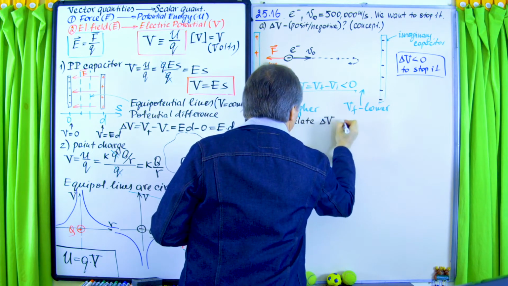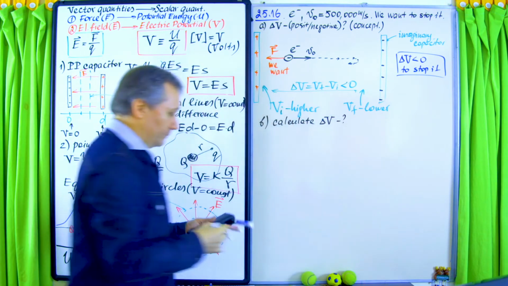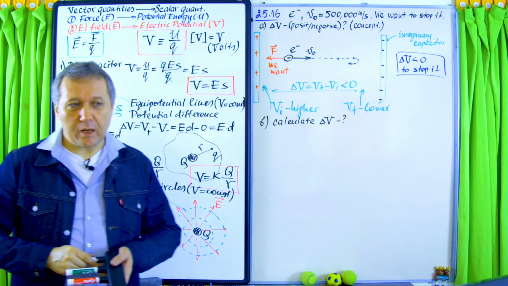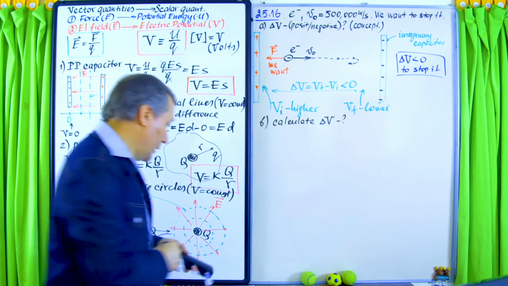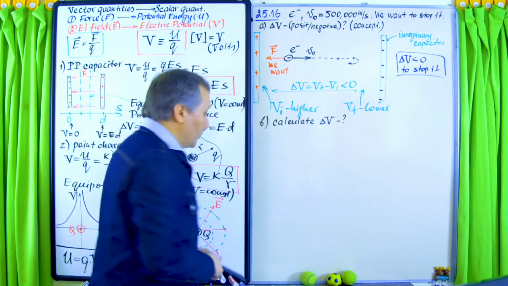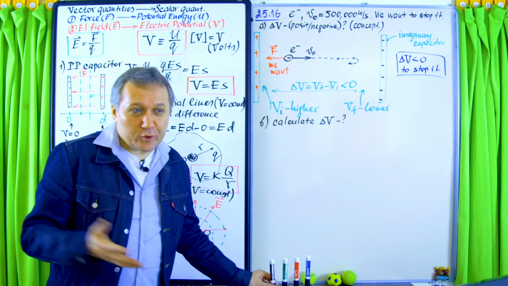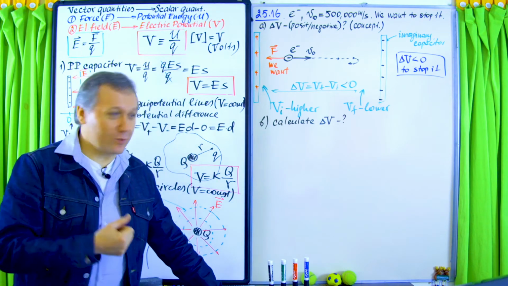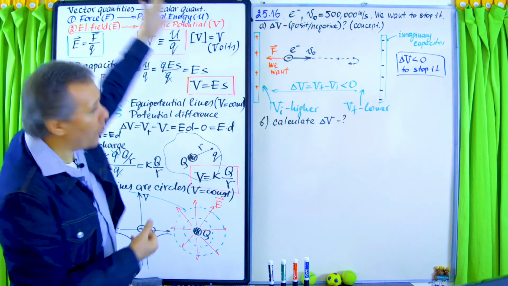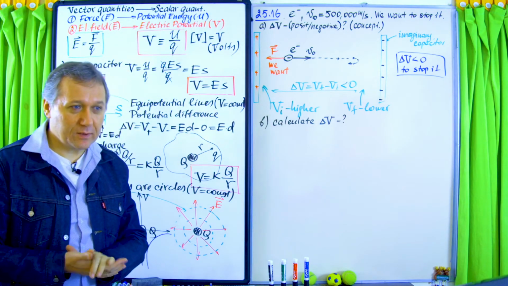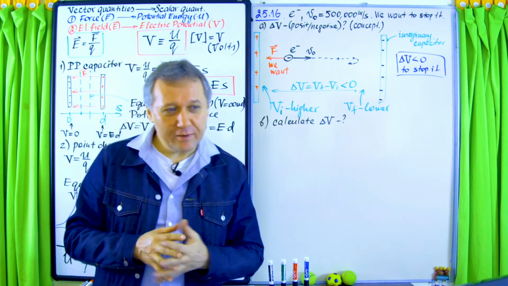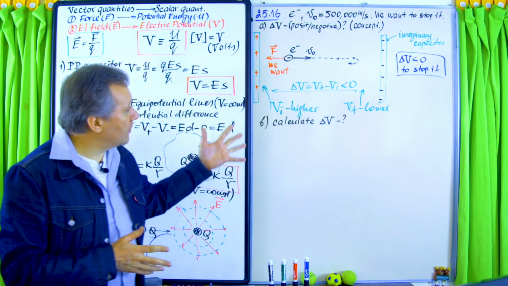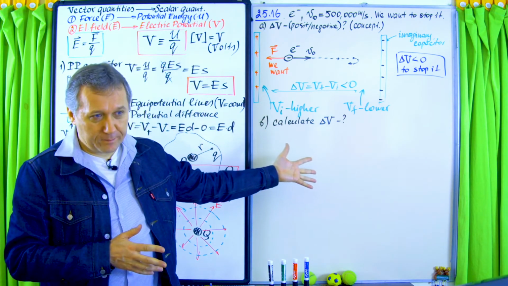Calculate delta V. And of course, that minus will pop up automatically from calculations. Okay, all right, so which approach to use? Now we have 2 approaches. You can use either force approach or energy approach. And I told you they're equally strong, they're equally great. But which one will be easier here?